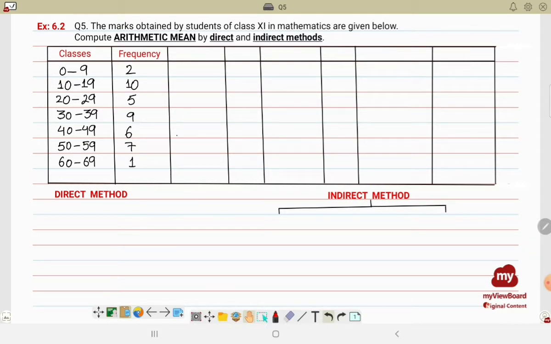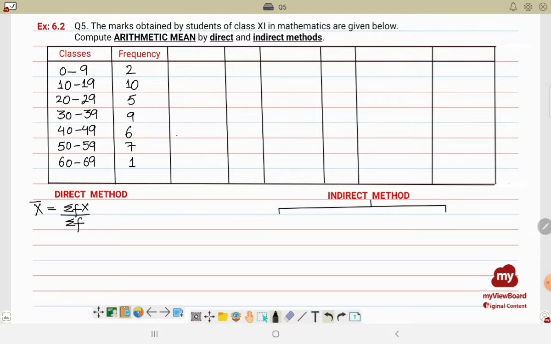आप देखें यहाँ पे ग्रुप्स की फॉर्म में डाटा गिवन है. सो आप यहाँ पे क्या करेंगे, ग्रुप डाटा का आप अर्थमेटिक मीन का फॉर्मूला लिखेंगे. सो बाय डायरेक्ट मेथड हम क्या करते हैं, ग्रुप डाटा का फॉर्मूला लिखते हैं. What is the formula? X bar is equal to sigma fx divided by sigma f.